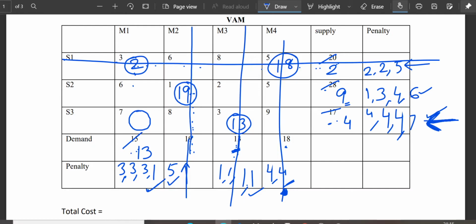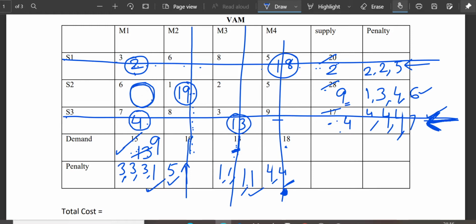See, corresponding to this S3, I have 13. Corresponding to this S3, I have a supply of 4. So the minimum will be allocated, so 4 will be allocated here. I will cut down this 4. Now take the difference: 13 minus 4 is 9. So you always need to select the minimum of demand and supply to allocate, right? Now this is the only cell left. You all can see that the demand corresponding to this cell is 9 and the supply is also 9. I always told you that for the last cell, if the same number is there on the supply and demand side, it means you have performed your answer correctly, right?